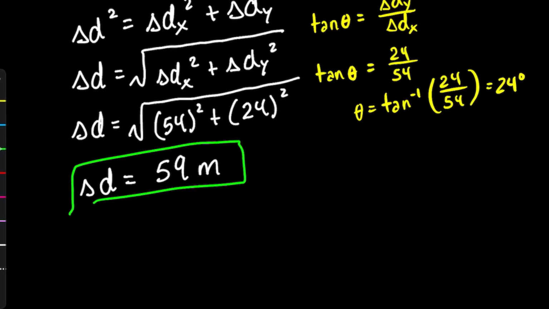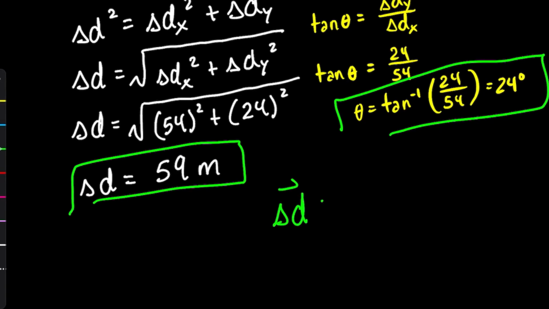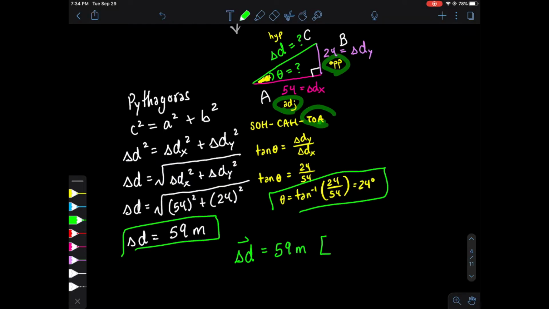To find the displacement vector, we needed to find both the length and the direction. So we can state our final answer that the displacement vector is going to be 59 meters, and the direction, since it's going to the right at the beginning, is east, and it rotates 24 degrees towards north.